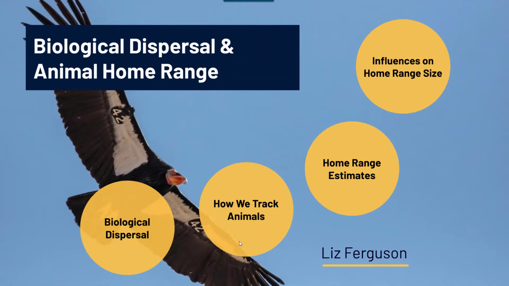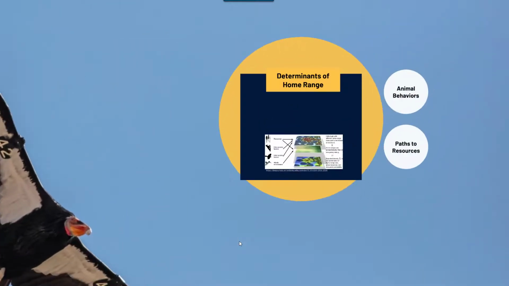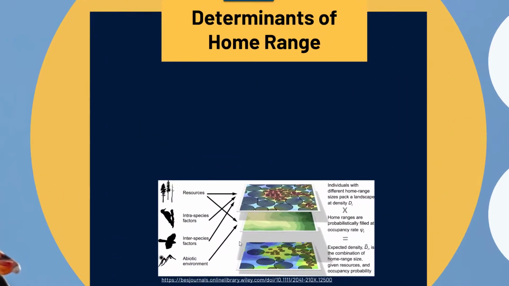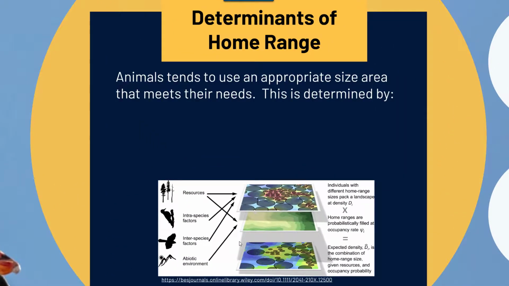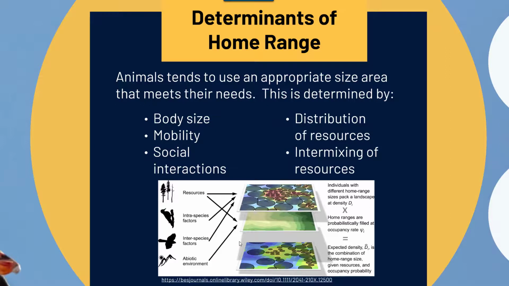So there are a few influences on the home range size for organisms. Animals tend to use an appropriate size area that meets their needs. This is typically determined by their body size, mobility, and social interactions. And then the distribution and intermixing of resources is going to be an important influence on home range size as well.